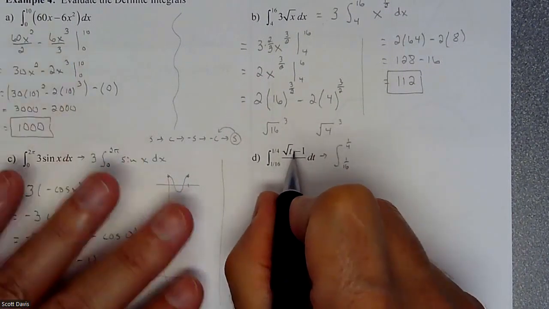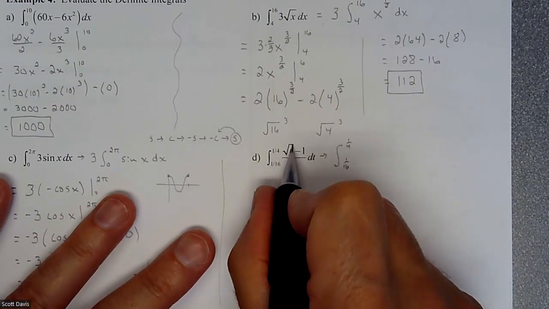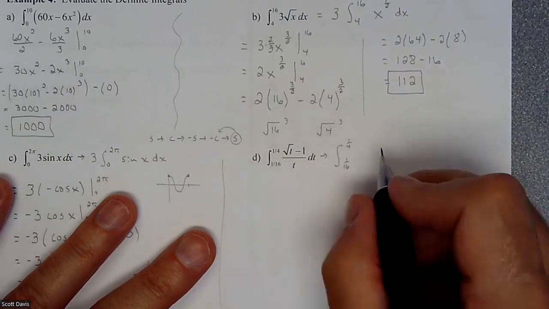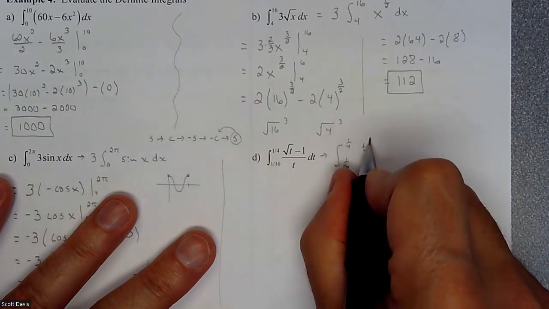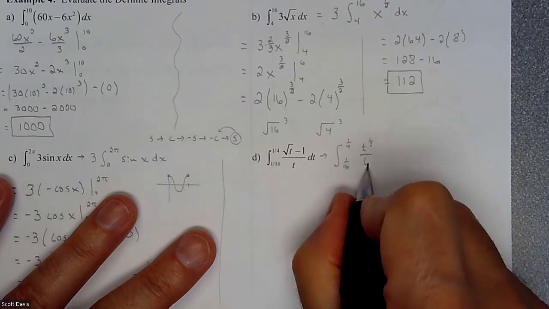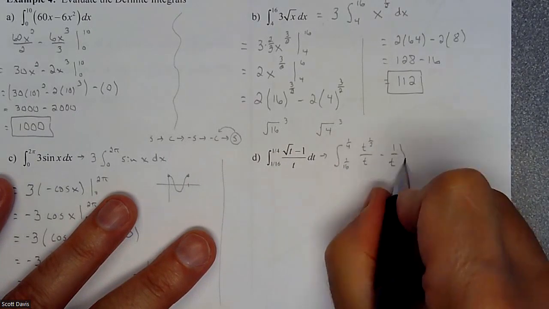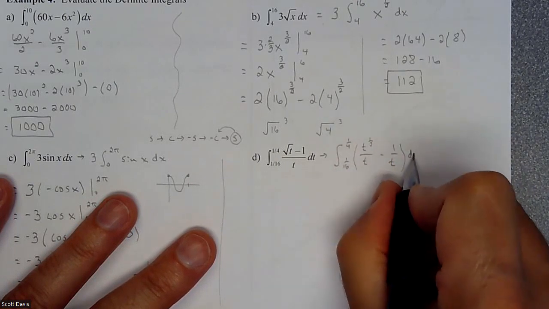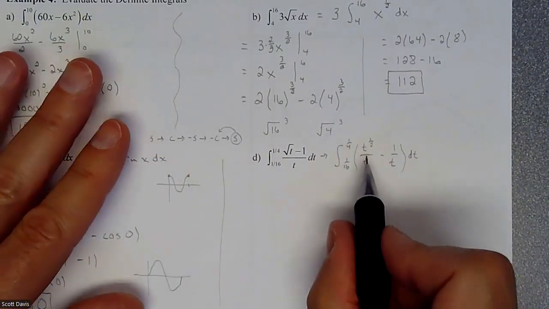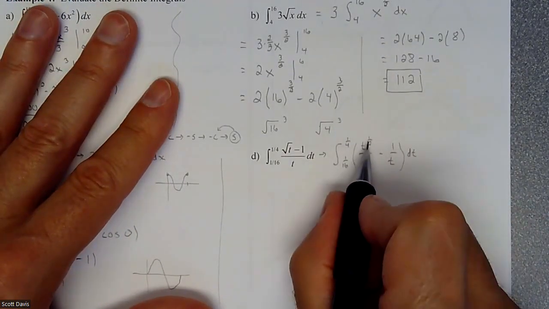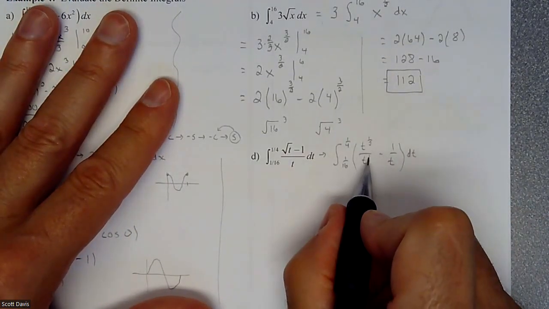And then here, though, I'm going to rewrite these. So this is a t to the 1/2. But I'm also going to break up this fraction and have t to the 1/2 over t minus 1 over t. All right. And then I'm going to simplify this a little bit because I can just take this power. I can take 1/2 minus the 1.